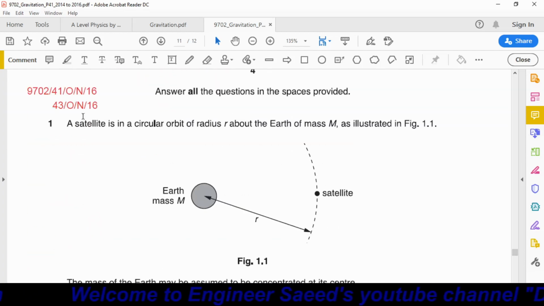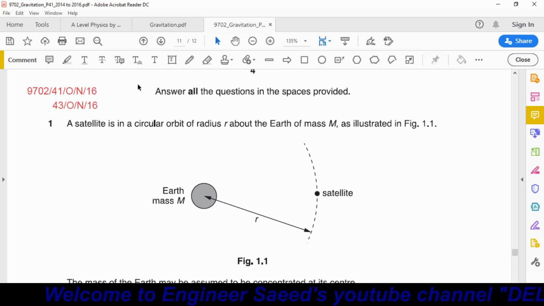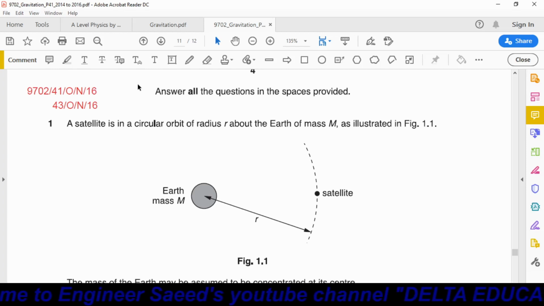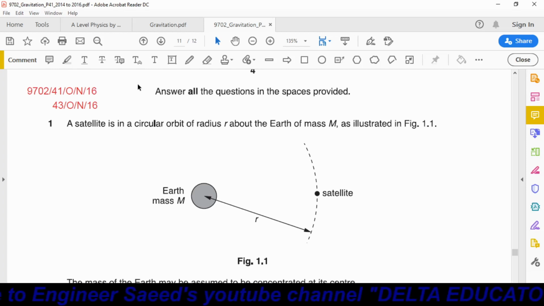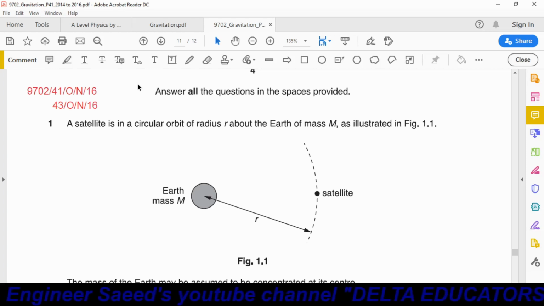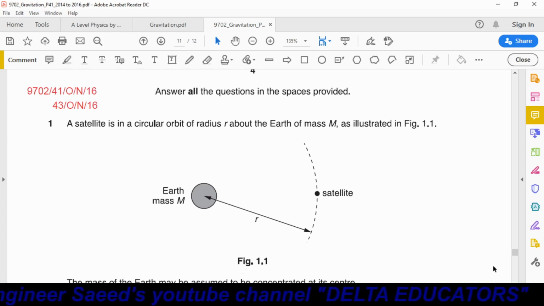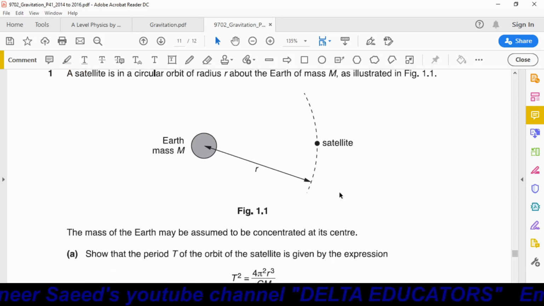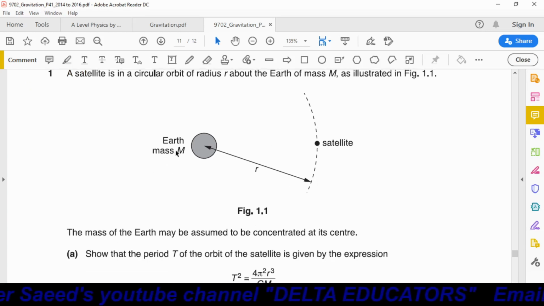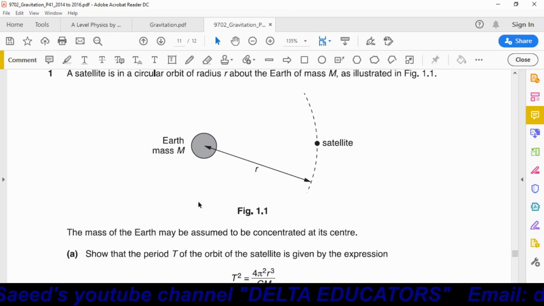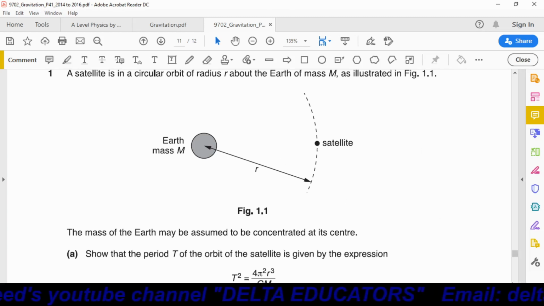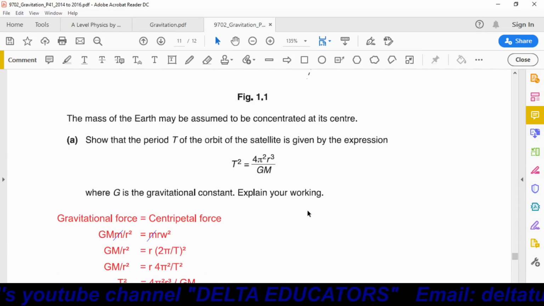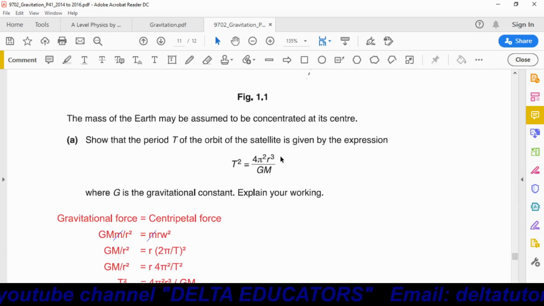Next question. Variant 41 October November 16, and the same question is repeated in variant 43 October November 16. A satellite is in a circular orbit of radius r about the Earth of mass m, as illustrated in figure 1.1. The mass of Earth may be assumed. This is the satellite, this is Earth, and this is moving around the Earth. We have to derive an expression: T square is equal to 4 pi square r cube over GM.